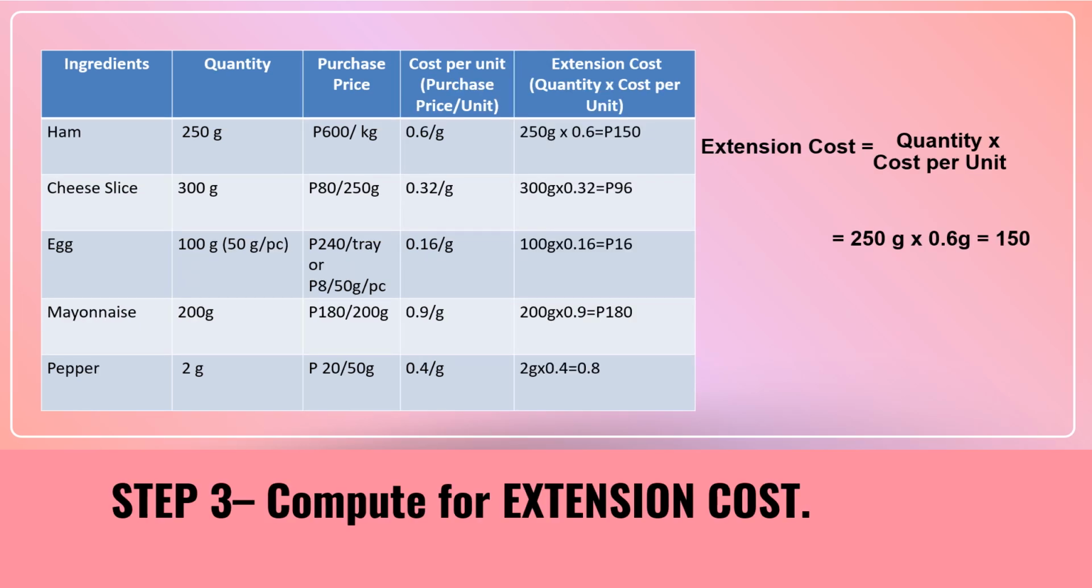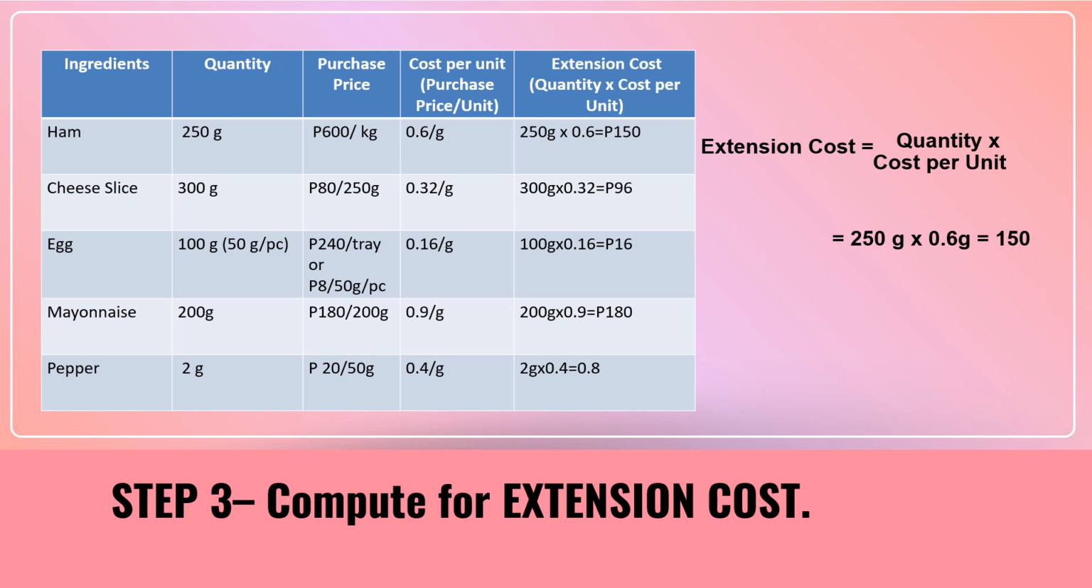Next, we will determine the extension cost. To compute the extension cost, we have to multiply the quantity by the cost per unit. Example, for the ham, 250 grams times 0.6 is equal to 150 pesos. For the cheese slice, 300 grams times 0.32 is equal to 96 pesos. For the egg, 100 grams times 0.16 is equal to 16 pesos.